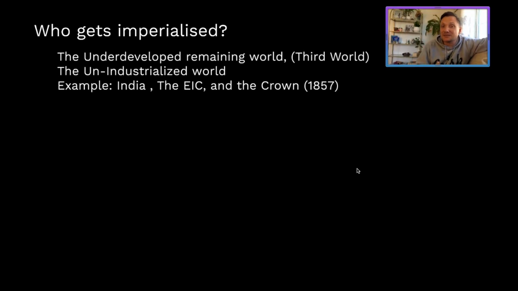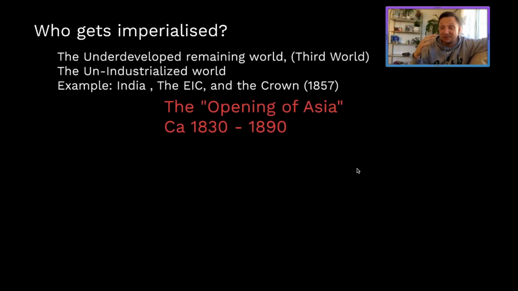So examples include India, the EIC, and the Crown, right? So the big thing to understand, a big example of who's getting imperialized was India, right? The East India Company being the very first ones to go there, and then of course the British Crown ending up taking over it in 1857, which we're going to talk about very heavily in this flip, but we're going to talk about it towards the end, right?